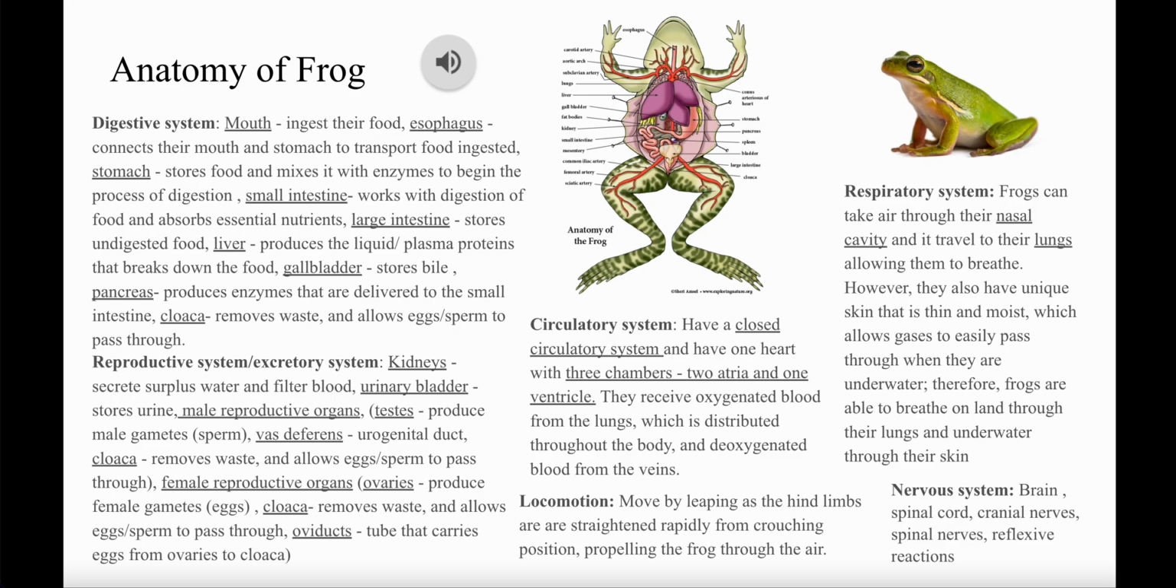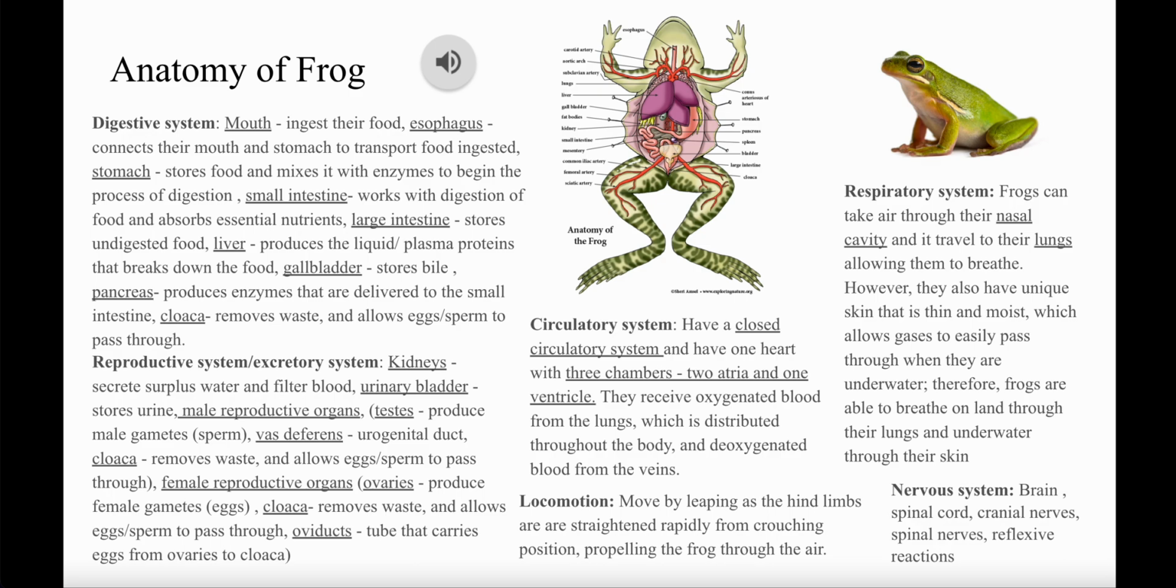However, they also have a unique skin that is thin and moist, which allows gases to easily pass through when they are underwater. Therefore, frogs are able to breathe on land through their lungs and underwater through their skin, which is something very unique about them, which most other animals can't do.